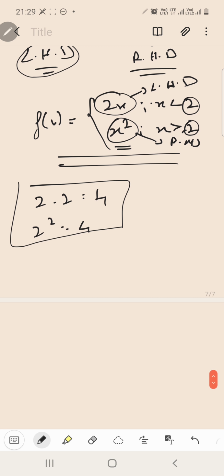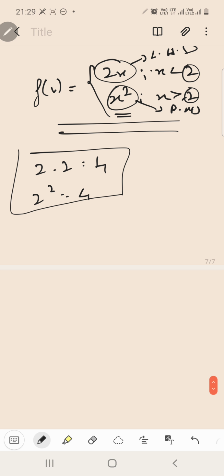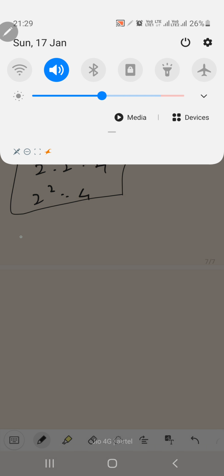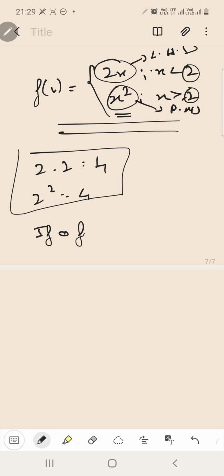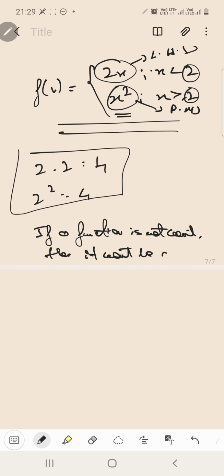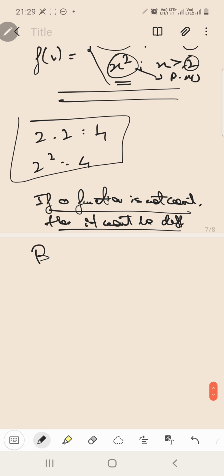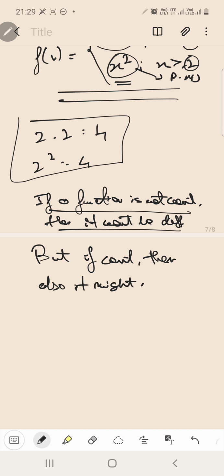One more thing to keep in mind, guys: if a function is not continuous, then it won't be differentiable. But if it is continuous, then also it might not be differentiable.